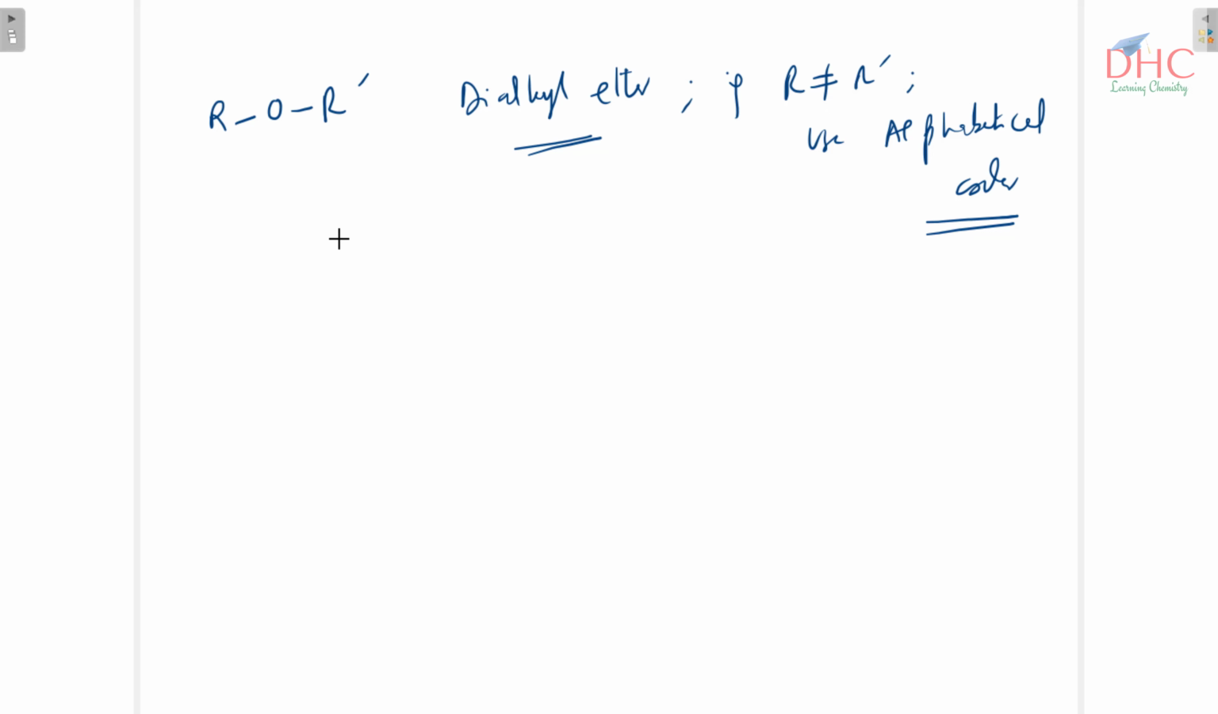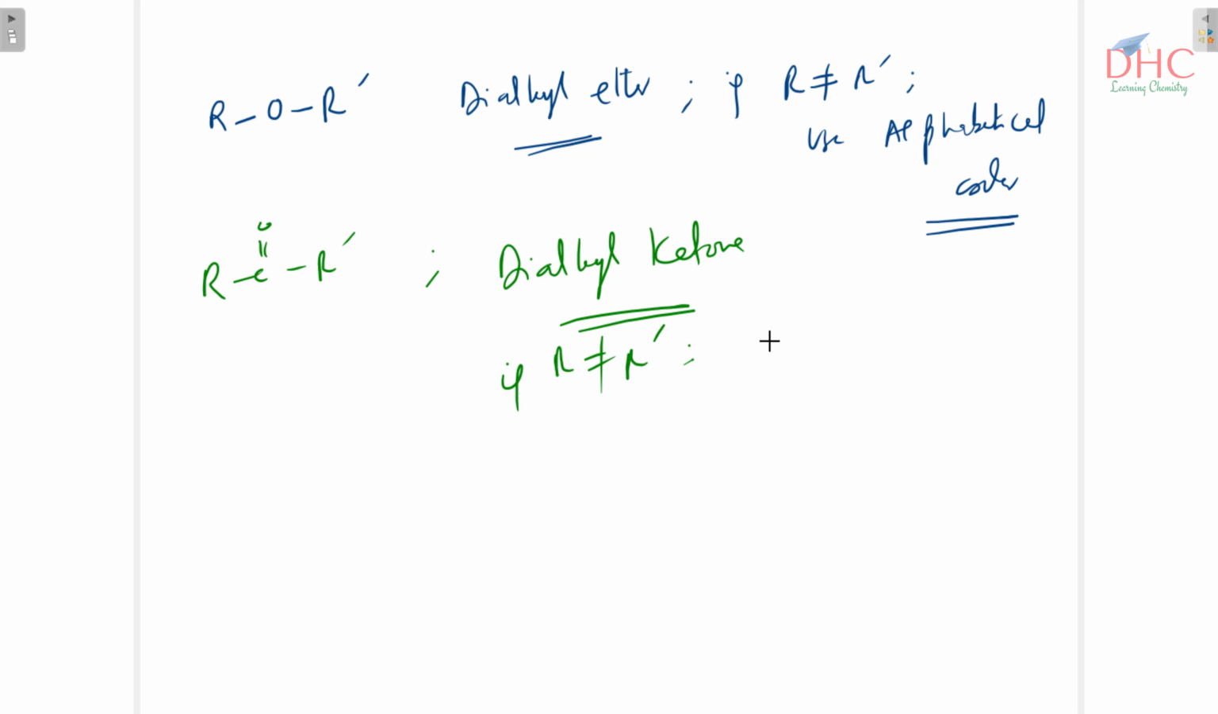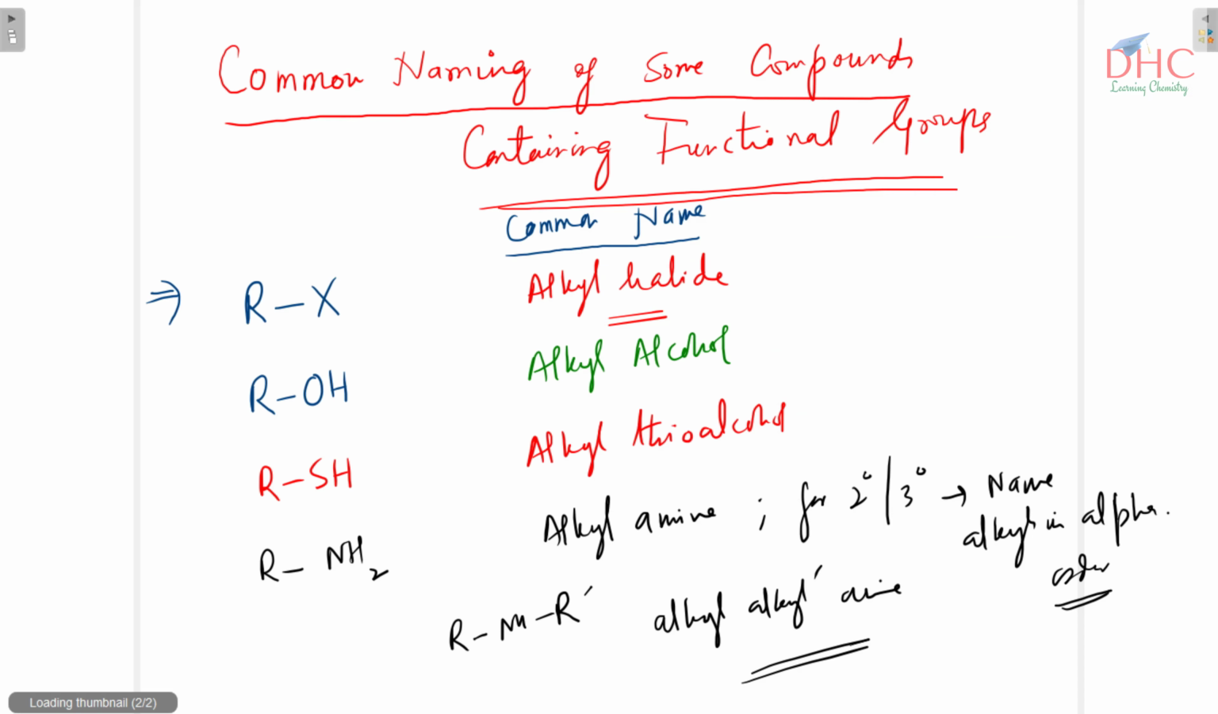Then you have a ketonic group, that's R C double bond O R dash. Again, you will use alphabetical order here. So the name is dialkyl ketone. Dialkyl ketone is the name of this compound, and if R is not equal to R dash, then use alphabetical order. I hope you understand it. These are some of the functional groups whose names I have written here. Let me recapitulate.